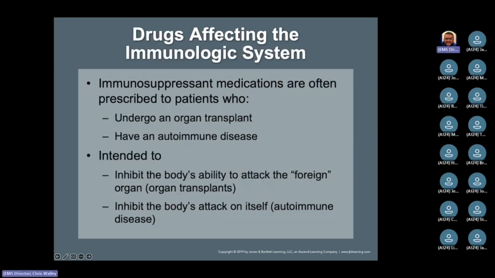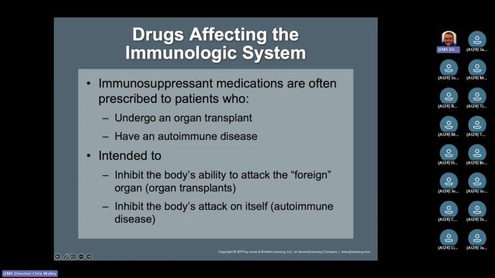So drugs that affect our immunologic system. Immunosuppressant medications are often prescribed to patients who have undergone some type of organ transplant or who have an autoimmune disease. Immunosuppressants are intended to inhibit the body's ability to attack a foreign organ. So we're stopping our bodies from doing our natural thing because of the organ. We want the body to accept it, not to kill it off because, whoa, there's something foreign in us. We've got to stop it.